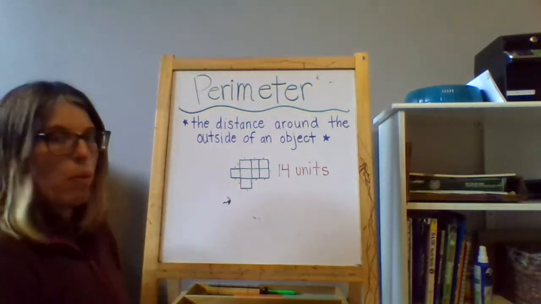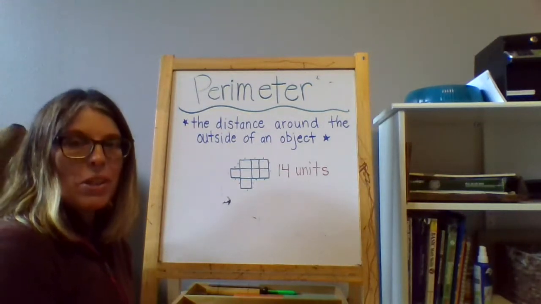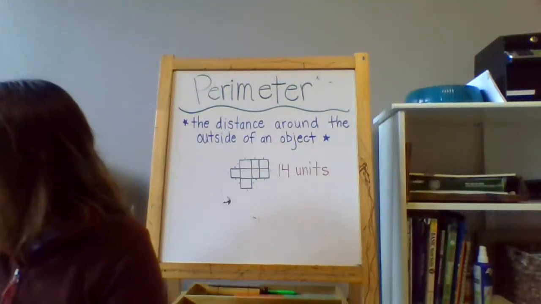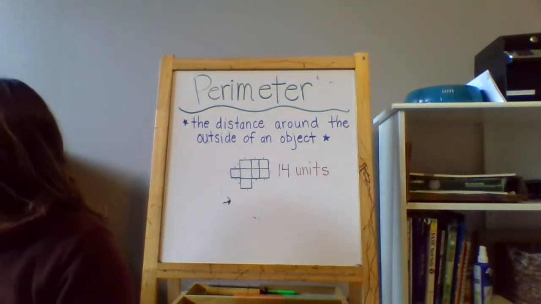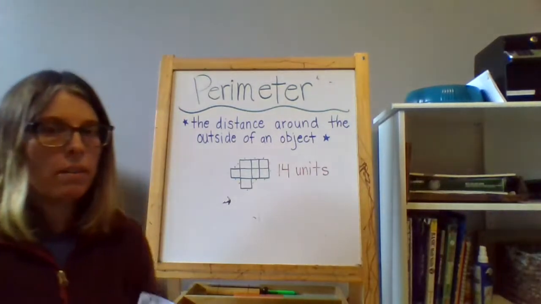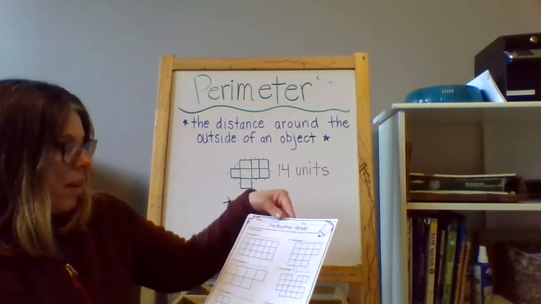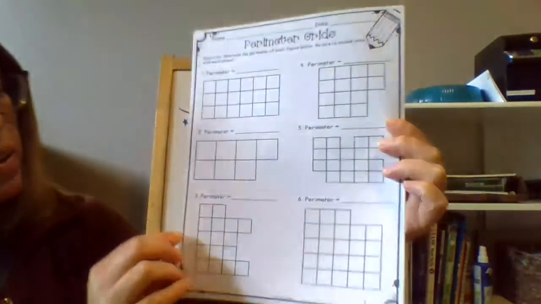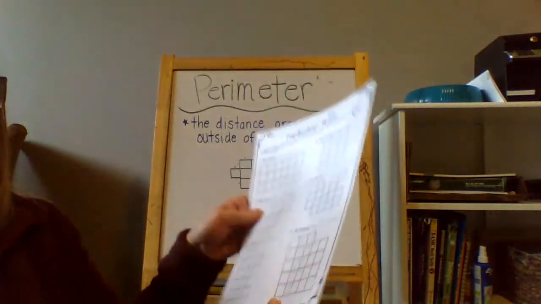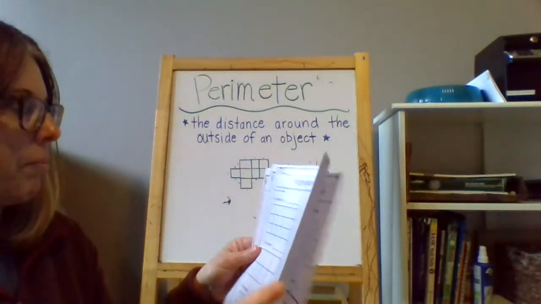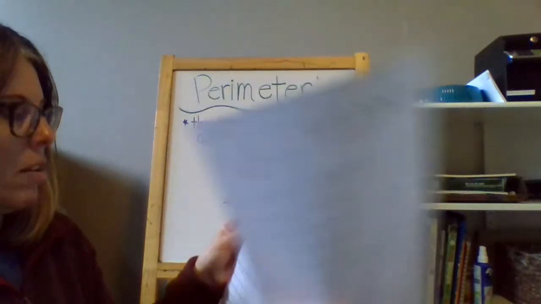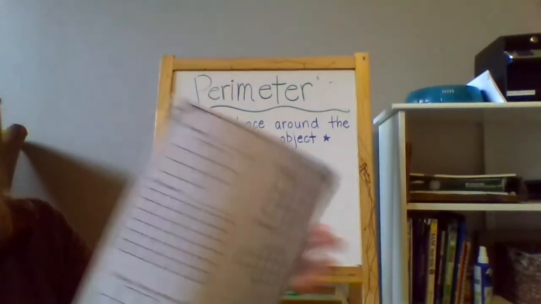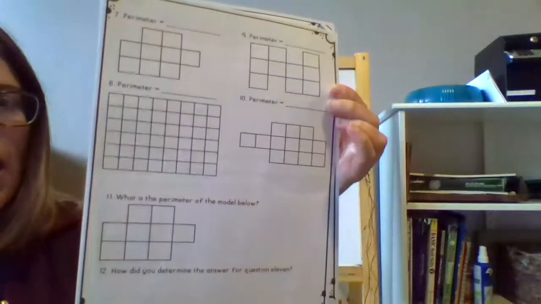Okay, that's the perimeter. Okay, now let me show you what I have for you to work on today. So you're going to be doing what we just did. You're going to be practicing finding the perimeter of these different shapes. So you have one sheet like this where you'll find the perimeter around the outside of these shapes. There's another where you'll find the perimeter around the outside of the shapes.